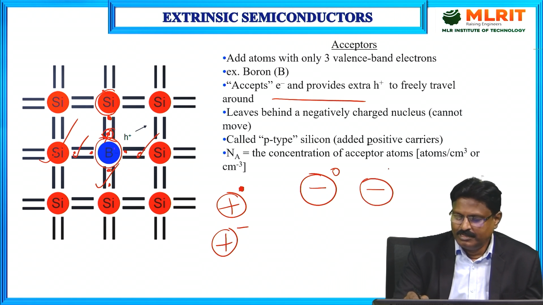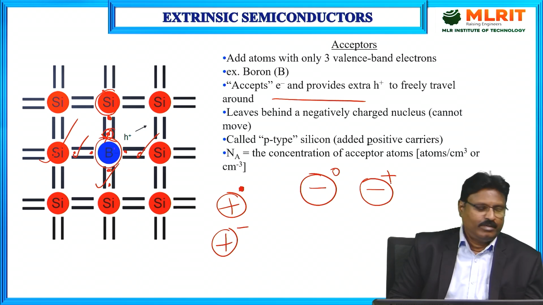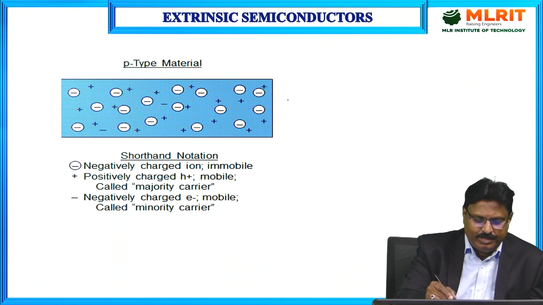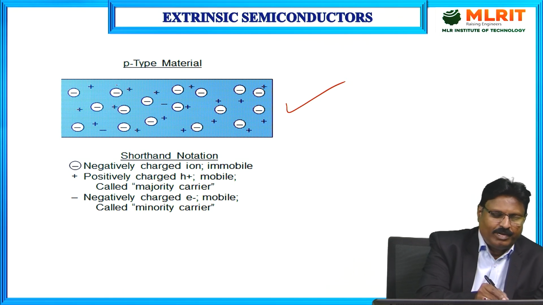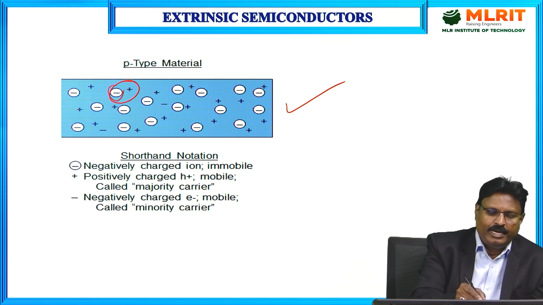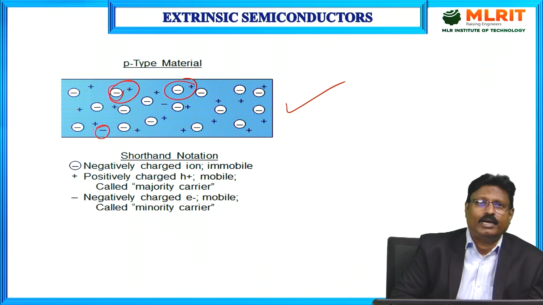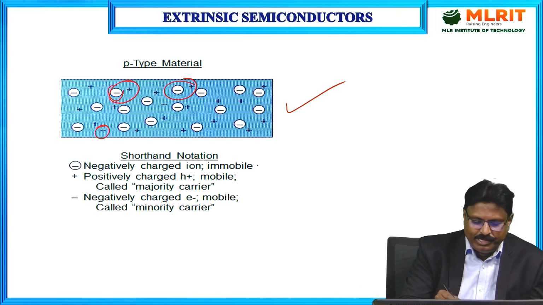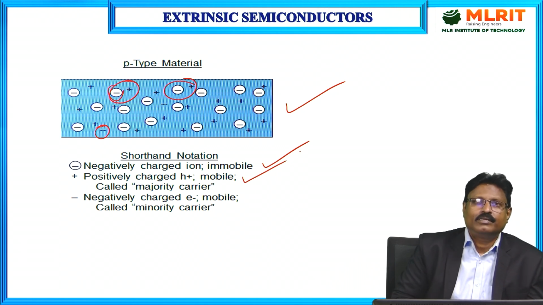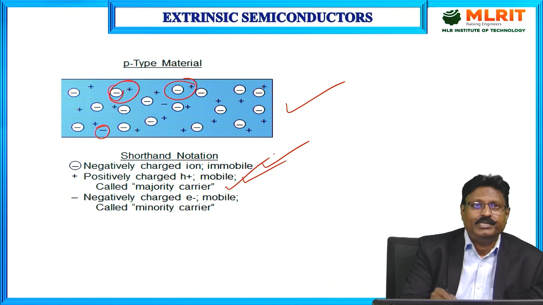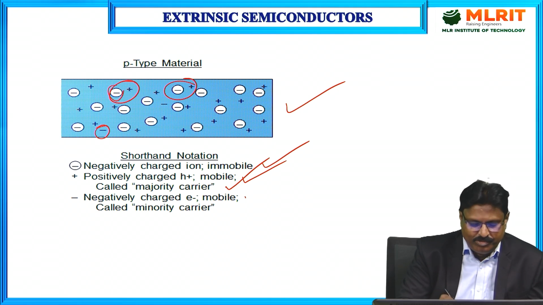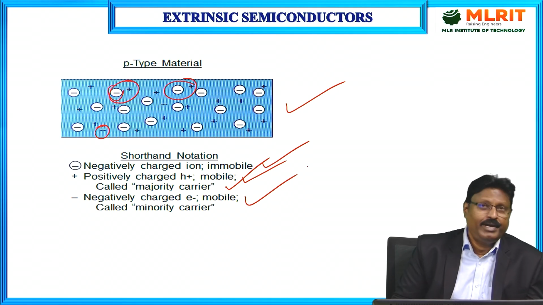So you can represent it like this. So that's why here the shorthand notation will be like this: a negative ion covered with a hole. In addition to the majority carriers, minority carriers also will be there, represented as the electrons. So a negatively charged ion, which is immobile, covered with positively charged holes, which are called the majority carrier, and negatively charged electrons, which are called the minority carrier. So this is about p-type material.